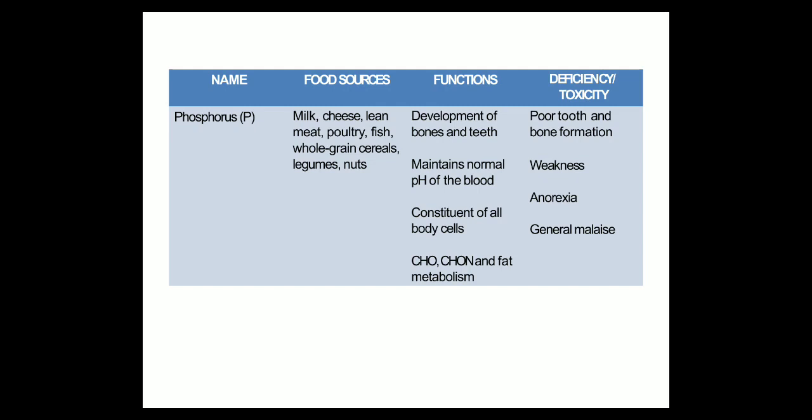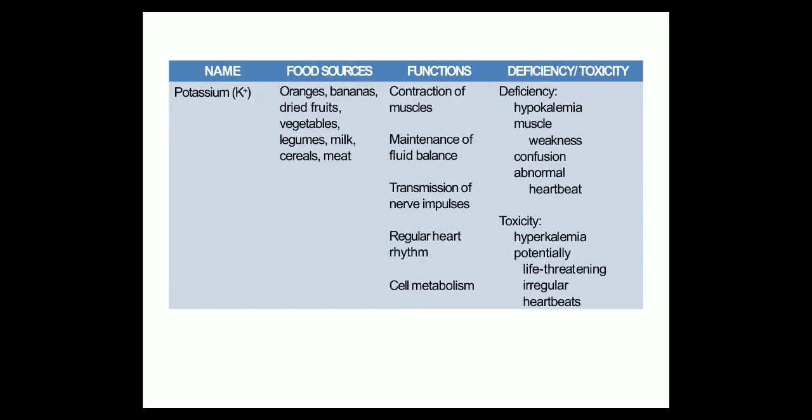Let's see deficiency or toxicity conditions of phosphorus. Okay, first, poor tooth and bone formation. Secondly, weakness. Third, anorexia. Next, general malaise. Next mineral is potassium, abbreviated as K plus. Let's see the food sources from which we obtain potassium.